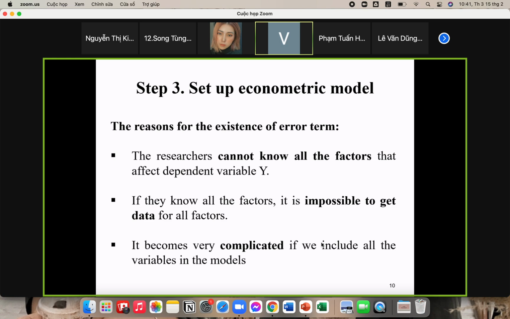Okay. So with these reasons, we can see that the error term always exists. That's why when we set up an econometrics model, or when we estimate an econometrics model, we need to consider the existence of the error term.